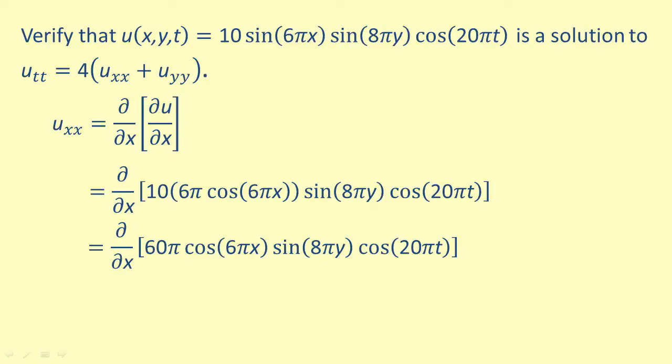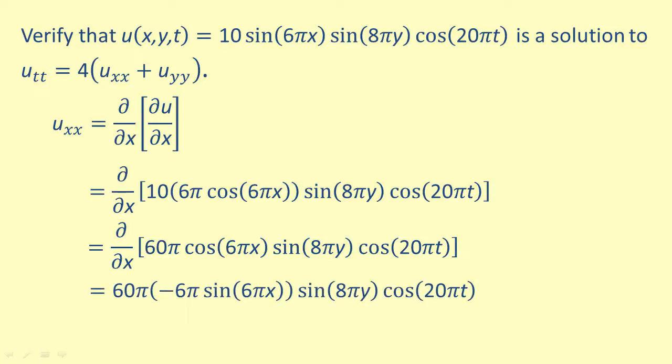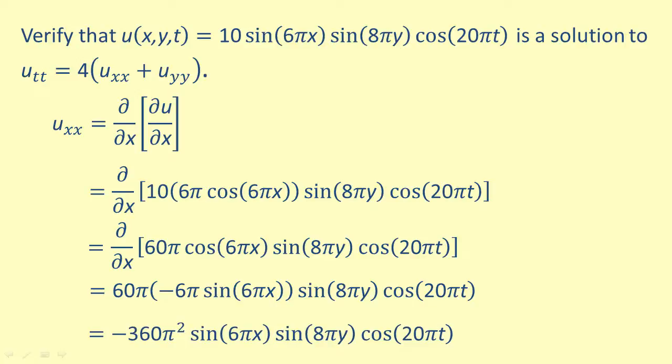Taking the second derivative of this equation, we get 60 pi times the quantity negative 6 pi times sine of the quantity 6 pi x times sine of the quantity 8 pi y times cosine 20 pi t. We can now simplify this if we gather the constants at the front of the expression as negative 360 pi squared.